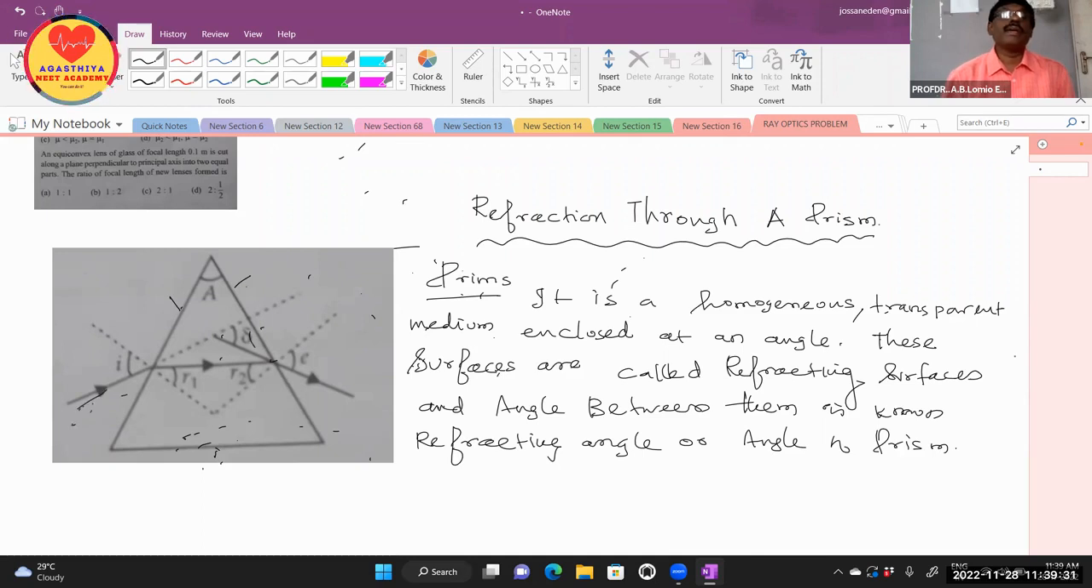This is the incident ray. It falls on one of the refracting surfaces. The angle made by the incident ray with respect to the normal. Normal is the perpendicular line drawn to the refracting surface. The dotted line is called normal. This line is normal. This is the incident ray. The last line is called the emerged ray.